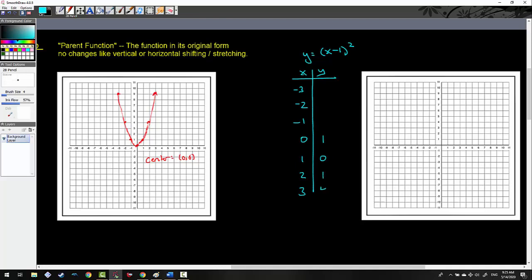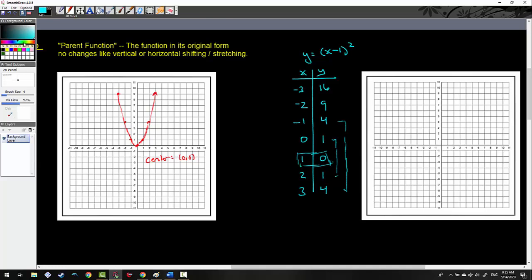Squared is 4. Negative 1 minus 1 is negative 2. Squared is 4. Negative 2 minus 1 is negative 3. Squared is 9. Negative 3 minus 1 is negative 4. Squared is 16. And again, like all parabolas, notice the symmetry here, where we should have expected that to happen. In other words, that indicates this thing is the center. This thing is the vertex.